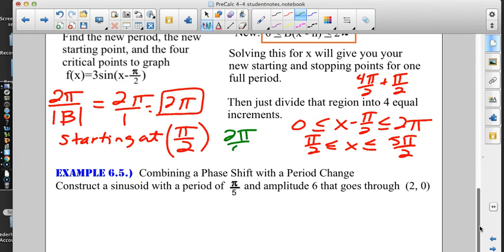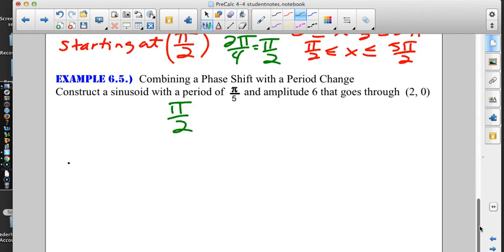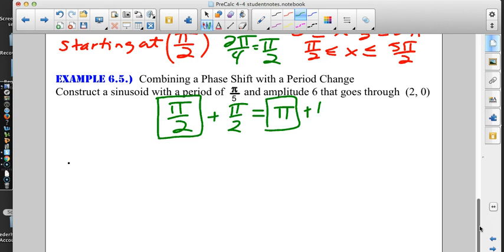So here's what I know. I'm absolutely going to start at pi over 2. And to get to the next place that I need to be, I'm going to have to keep adding pi over 2, because that's how long my increments have to be. So there's my first point for my x's. Pi over 2 plus 1 pi over 2 will give us 2 pi over 2. But we have to keep adding pi over 2.